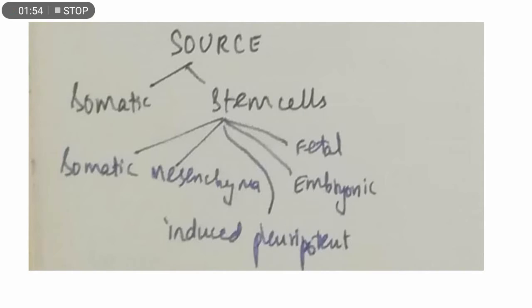So where do we get the cells? We can't just build organs from dirt, right? So we need some cells after which we can form new cells. So there are two sources, the somatic cells and the stem cells. These are the various types of stem cells, such as the somatic stem cells. These are not the same as the somatic cells. They are different. They are somatic stem cells. We'll see more about them. Mesenchymal, fetal, embryonic, induced pluripotent stem cells. Make yourself familiar with these terms, guys. Pause this video and you can revise it till now.